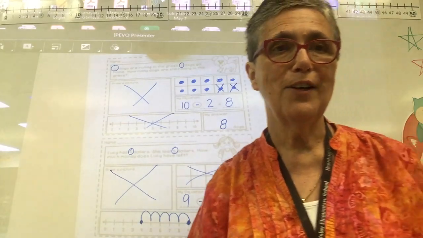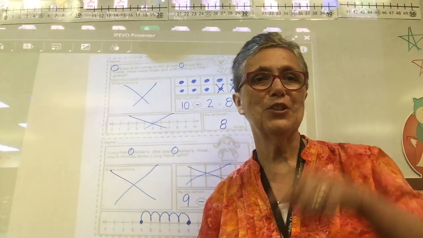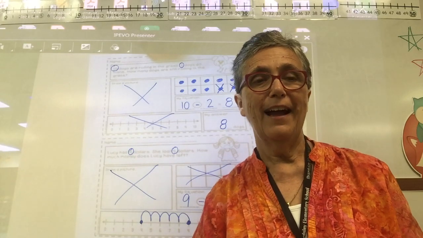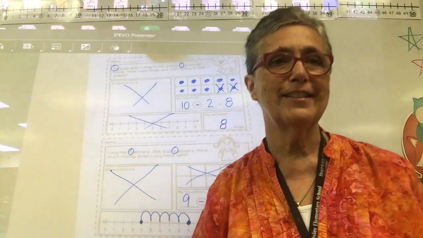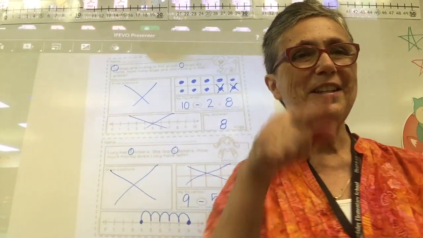So now, you need to do the 2 problems on the back. I put them at the bottom of the page. So let's see what you can do.